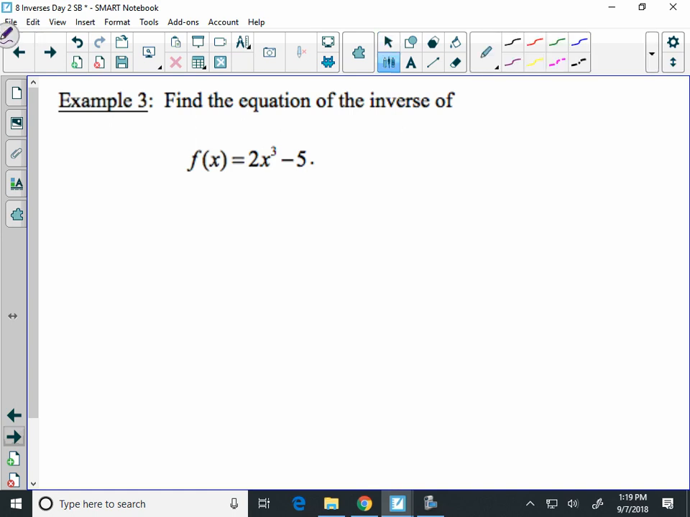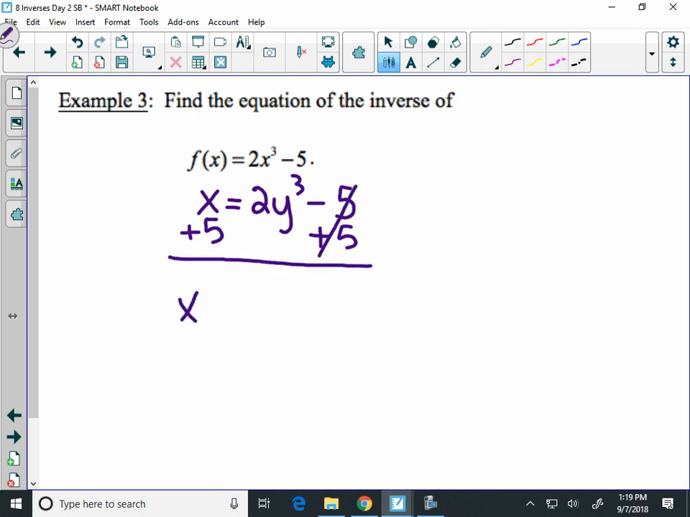We need to find the inverse of 2x cubed minus 5. First step, as always, switch the x and y. We're at x equals 2y cubed minus 5. Now this one's not so hard, but what would you do first here to solve this? Add the 5. All right, so I add 5 to both sides.